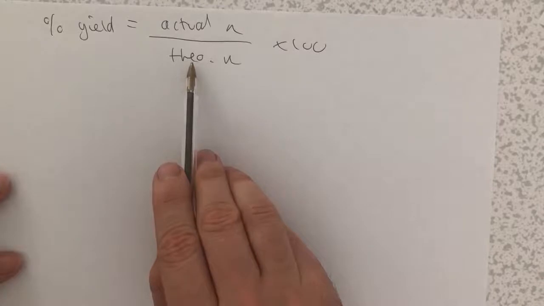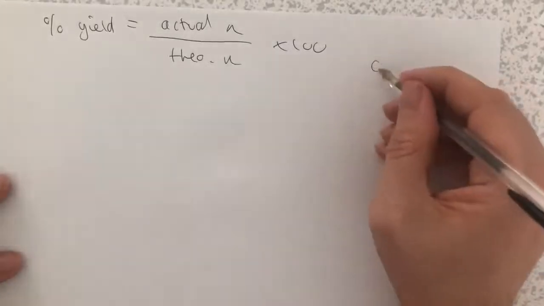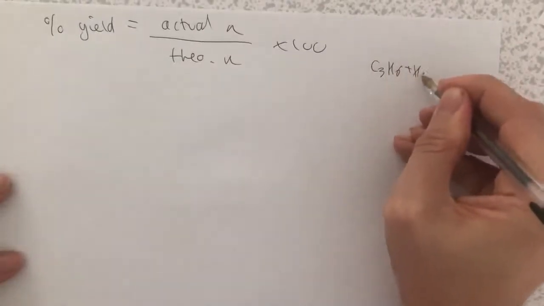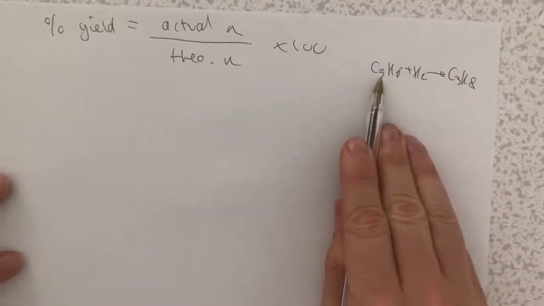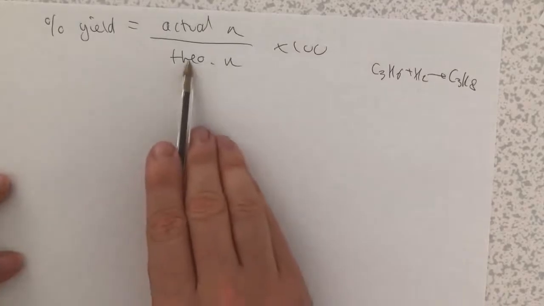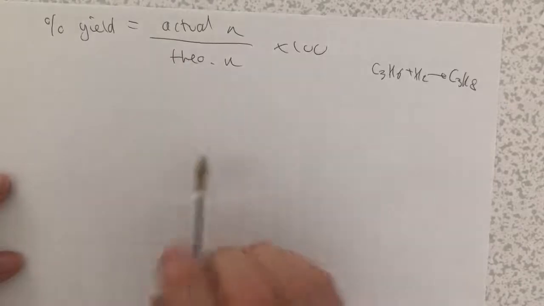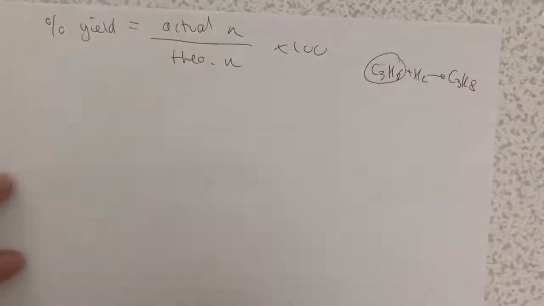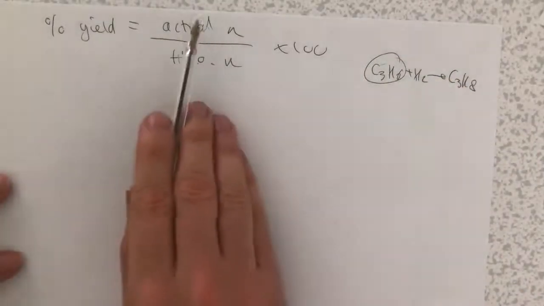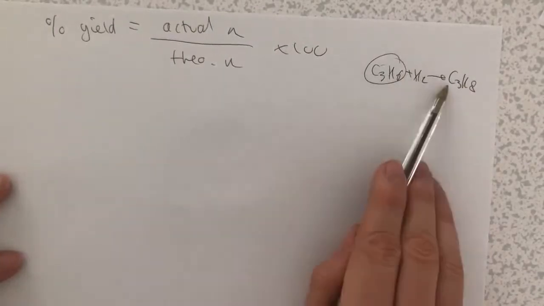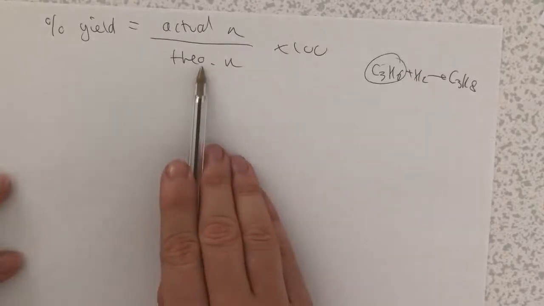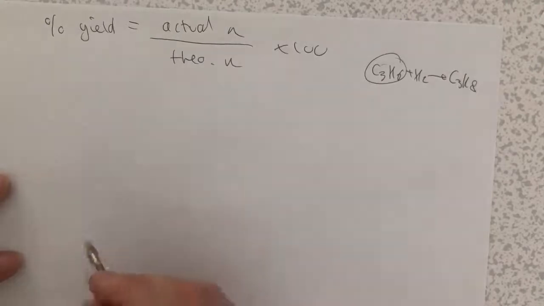Now, in an equation with a 1-to-1 molar ratio, which your equation did, didn't it? It was just a hydrogenation of an alkene, a 1-to-1 ratio. Your theoretical moles is just the moles of your limiting reagent. So in this case, it's going to be the propene. So actual moles is moles of product, and assuming it's a 1-to-1 ratio, your theoretical moles will be your moles of limiting reagent. So we can substitute that in.